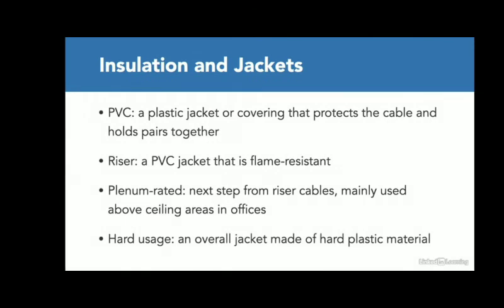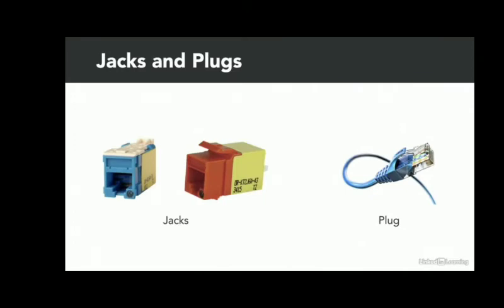What are the types of insulation and jackets? You have PVC, riser, plenum rated, and hard usage. A PVC is a plastic jacket covering that protects the cable and holds pairs together. A riser is a PVC jacket but it has another feature, it's flame resistant. Plenum rated is used in ceiling areas in offices. Hard usage is an overall jacket made of a hard plastic material.